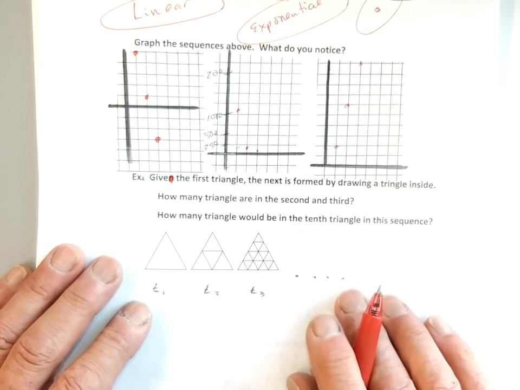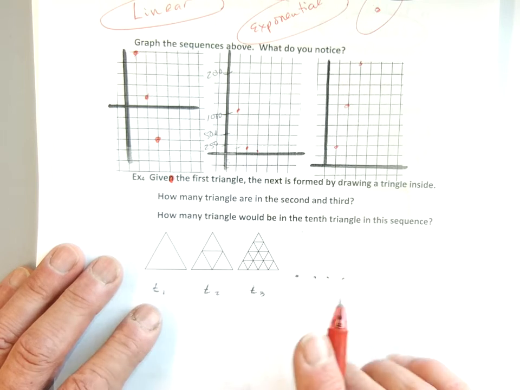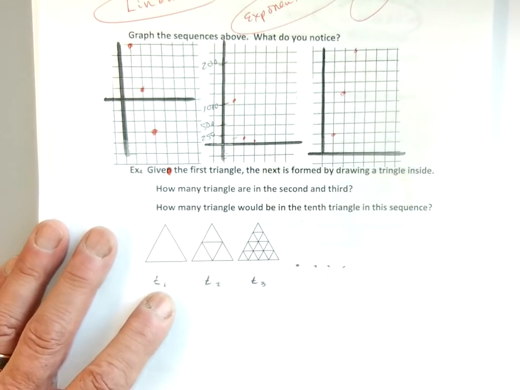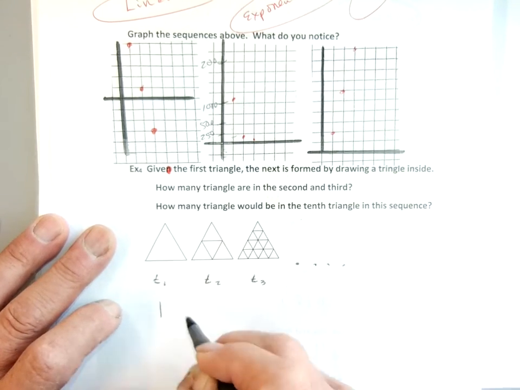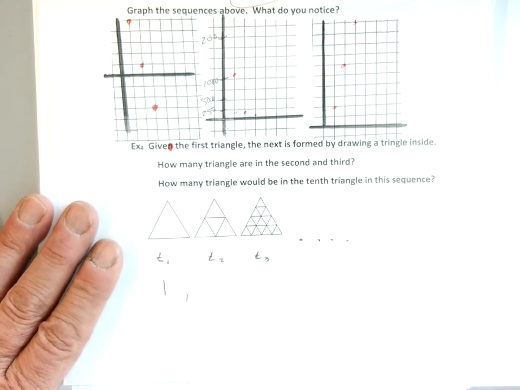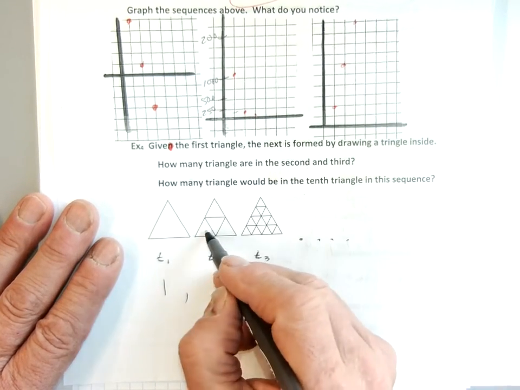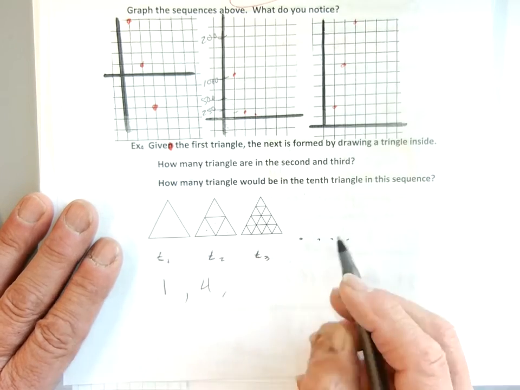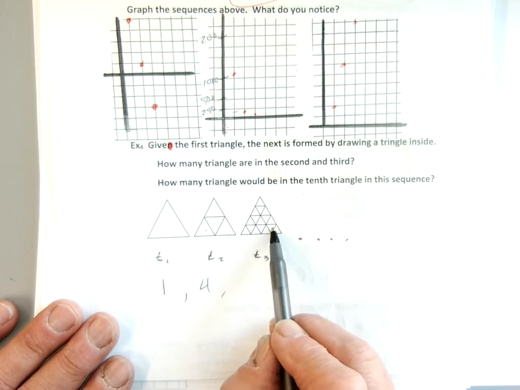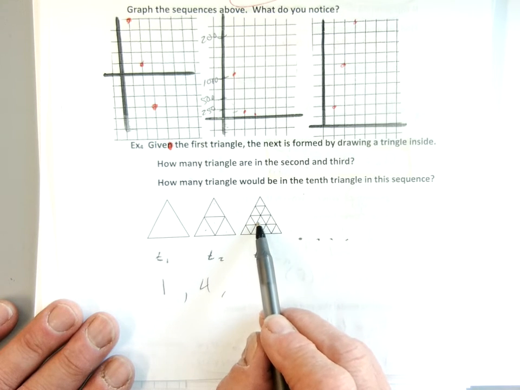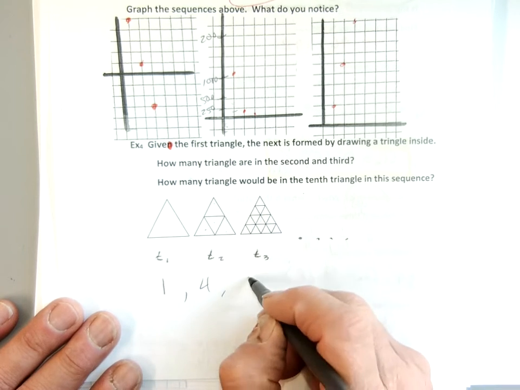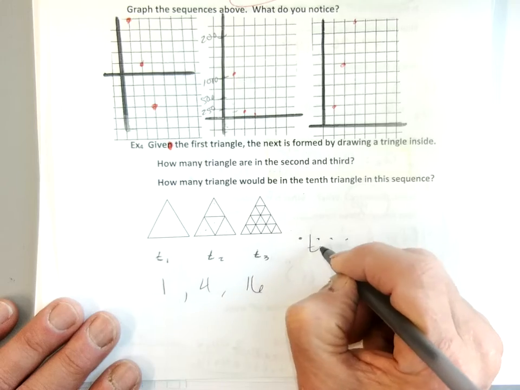Given the first triangle, the next is formed by drawing a triangle inside. How many triangles are in the second and third? Well, first of all, there's one triangle here, right? How many triangles in the next one? 4, right? 1, 2, 3, 4. How many triangles in the next one? Let's count. 1, 2, 3, 4, 5, 6, 7, 8, 9, 10, 11, 12, 13, 14, 15, 16.